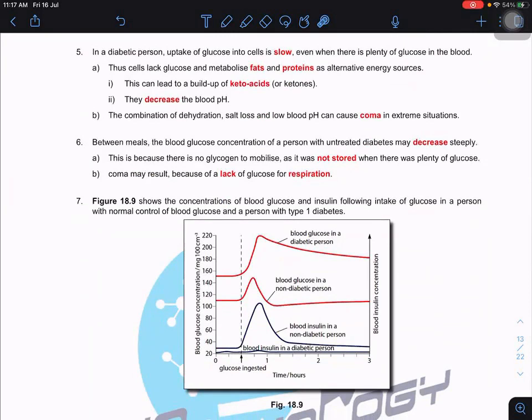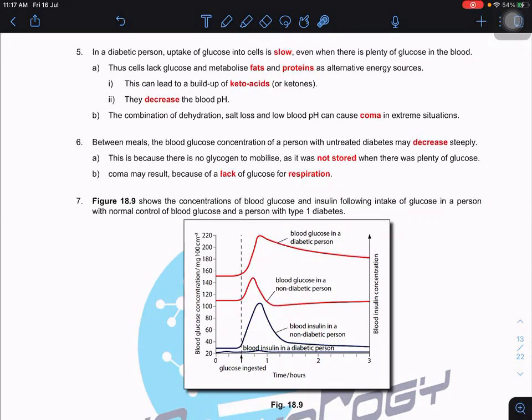In diabetic persons, uptake of glucose into the cell is very slow because they can't respond to insulin, or insulin is not there, even though they have plenty of glucose in the blood. So the cells now lack glucose, particularly liver cells, and start to metabolize fat and protein as an alternative energy source. Are you clear?